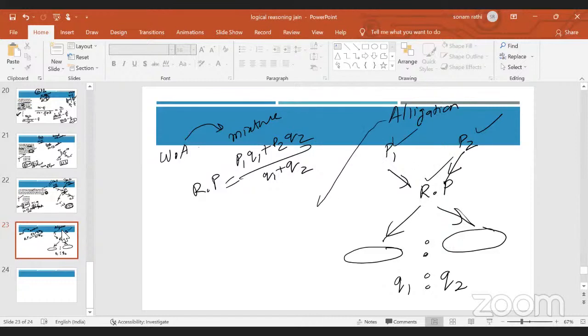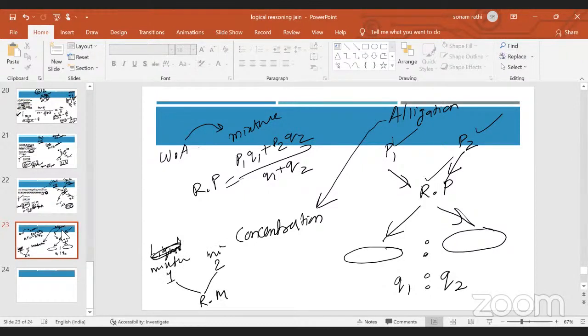Now the alligation can also be applied on concentration. So if you know liquid 1 concentration, or you can say mixture 1 concentration, and mixture 2 concentration, you can find the resultant mixture concentration. Yes or no? Everyone? Yes.